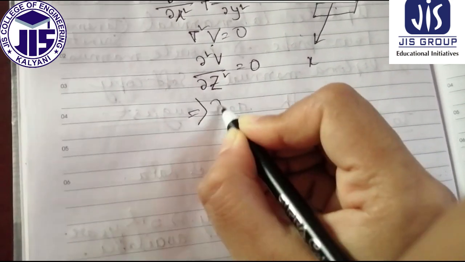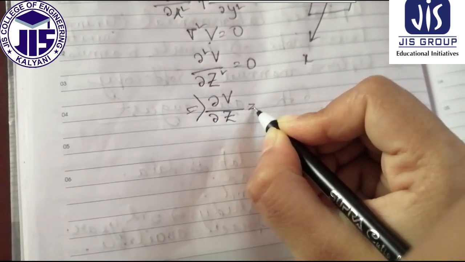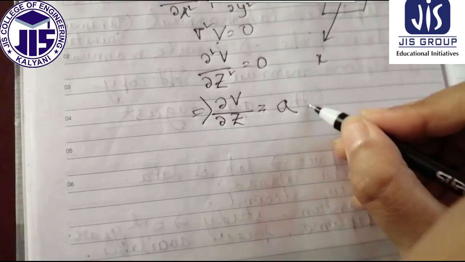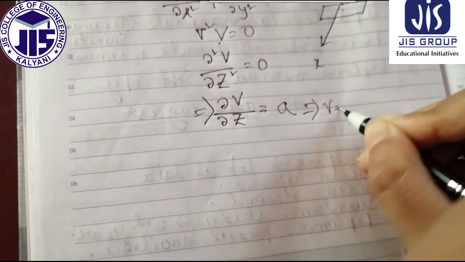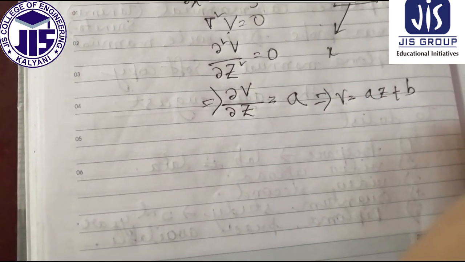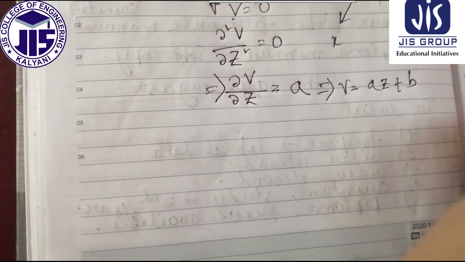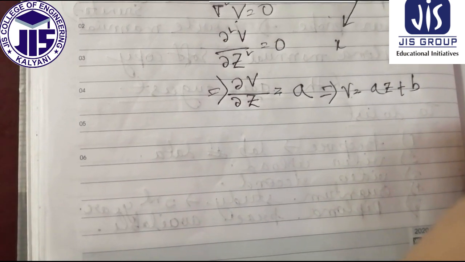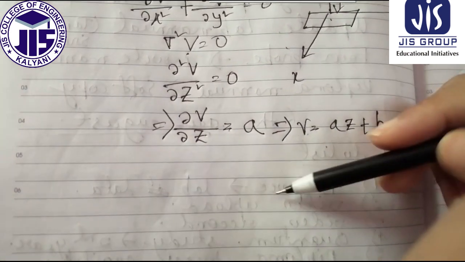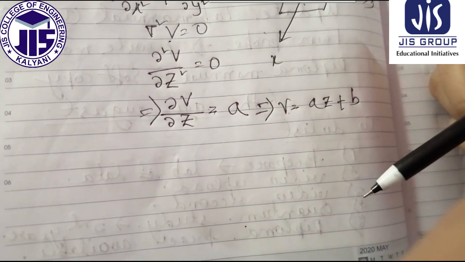from here ∂V/∂z is equal to a, where a is the integration constant. So therefore V equal to az plus b. So this is the equation of the potential when it is only along z axis. ∂V/∂z equal to a, therefore V equal to az plus b, where a and b are the integration constants.